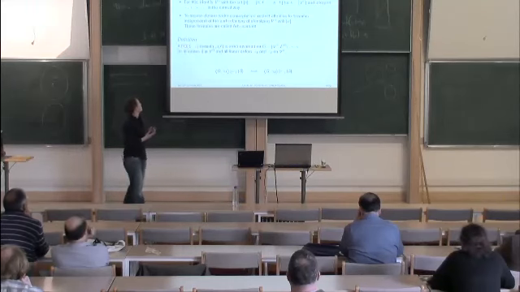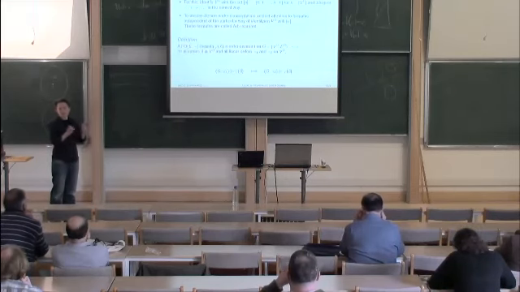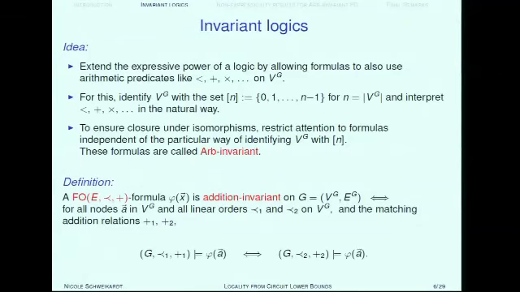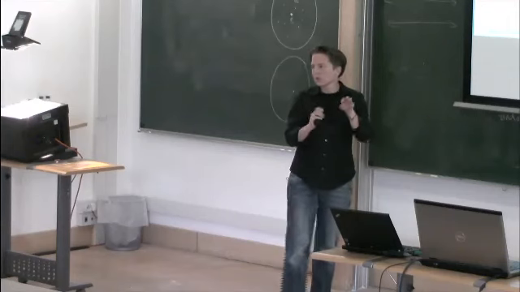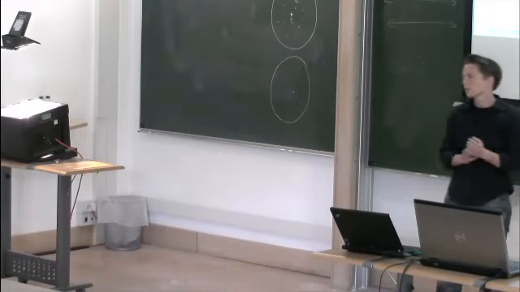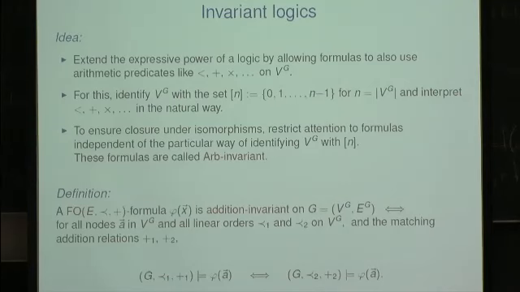And now if you allow a formula to use the linear order, why not allow it also to use arithmetic on these numbers that the linear order associates with your vertices of the graph? And that's what you do with addition invariant first order logic. So addition invariant first order logic means I look at a formula that speaks about a graph and that uses a linear order and a ternary predicate for addition in such a way that whenever you have two linear orders and the associated addition for these linear orders, the graph together with the first linear order and the addition satisfies the formula if and only if it satisfies the formula with respect to the second linear order and addition.